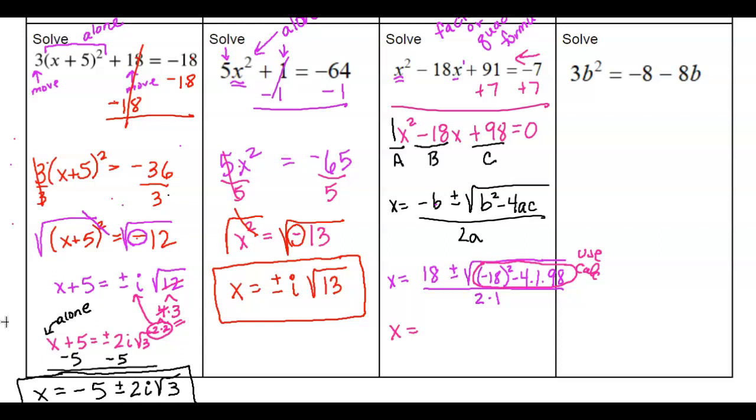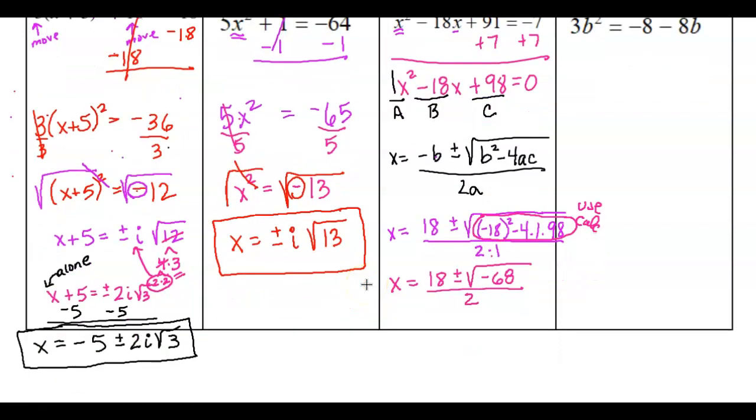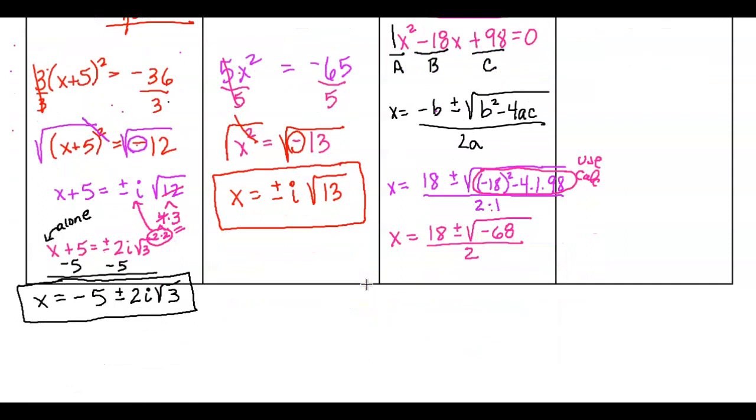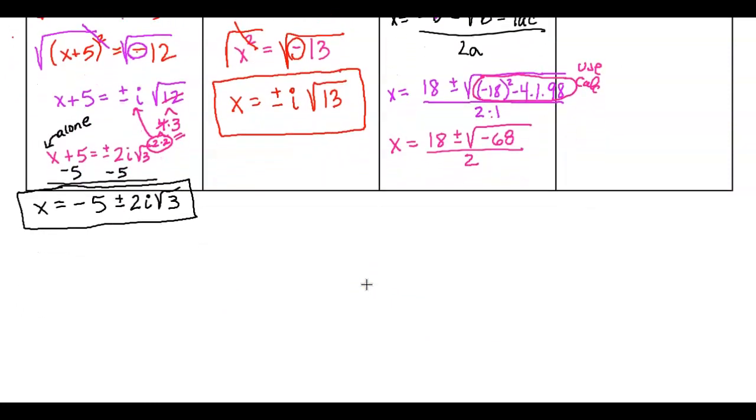Sometimes you can tell by looking. This one, without doing a little bit of experimenting, I couldn't tell because 98 is a pretty large number. So I'd have to do a little bit of work on the factors. So I got 18 plus or minus, and I got negative 68 all over 2. Like I said, factoring does not always work. The quadratic formula will always work.